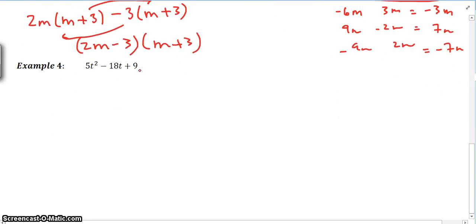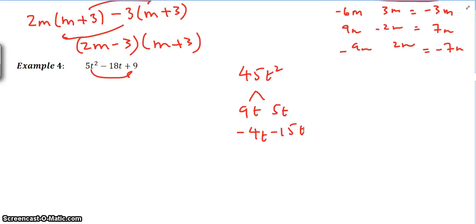So once again, multiply the last two, so that should be 45t squared. What are the pair factors of 45t squared? 9t and 5t. There's also minus 4 and minus 15t. And by the looks of it, oh, I do apologize, it's not minus 4, it's minus 3t, and you also have 3t and 15t.